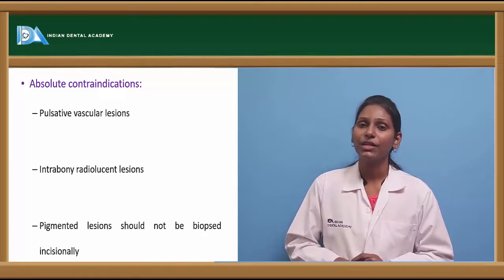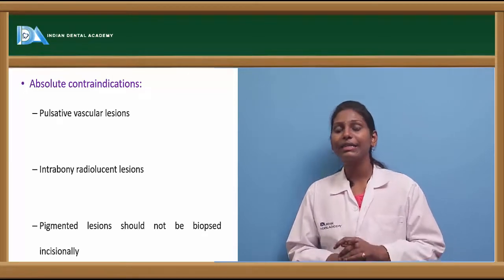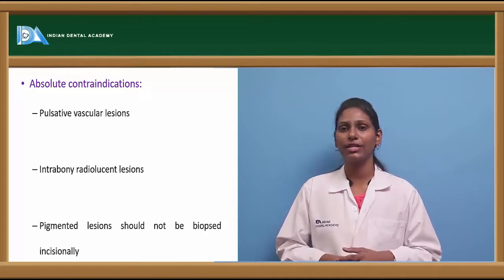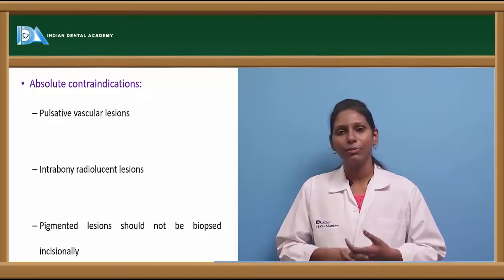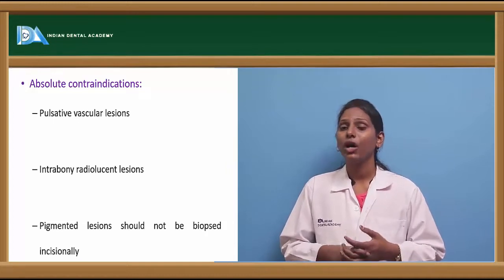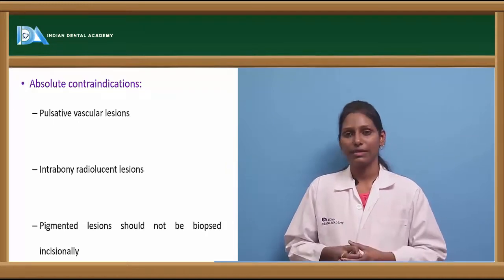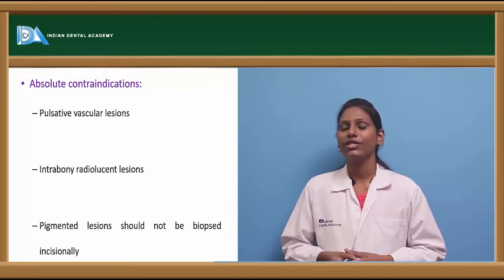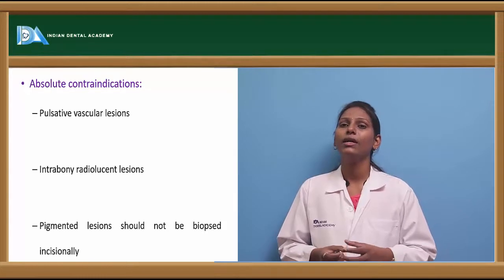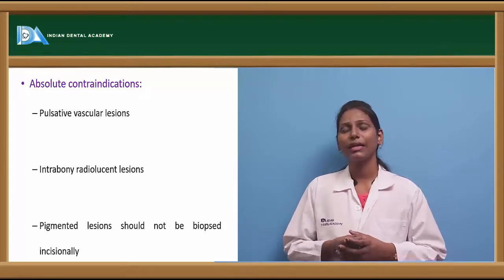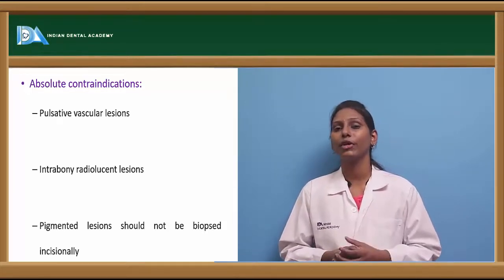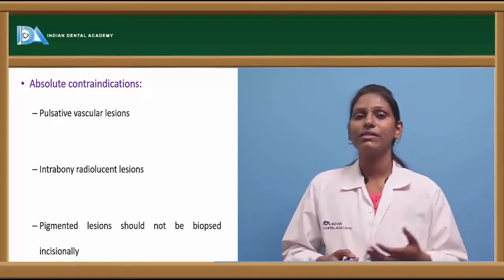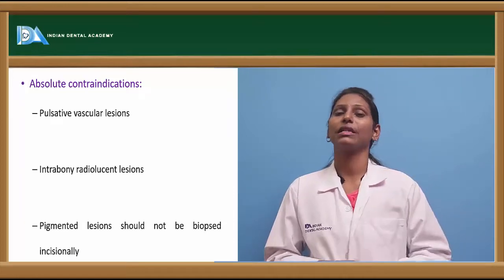If the aspiration reveals frank blood and if the clinical features are very much near to hemangioma or any other pulsatile vascular lesion, do not perform biopsy because bleeding could not be so well controlled in those cases. And in case of intrabony radiolucent lesions, most probably there could be a vascular lesion, and hence in those cases also always precede the biopsy with an aspiration technique, so that this will give us an insight whether to perform a biopsy in that condition or not.